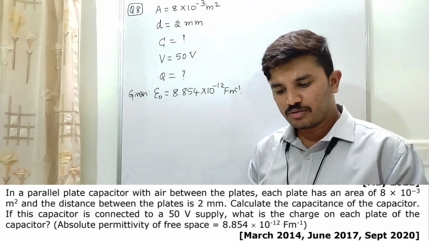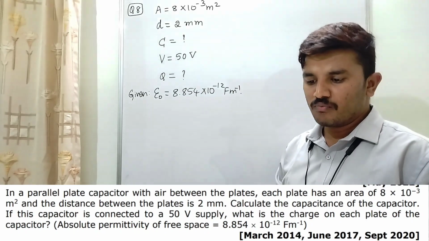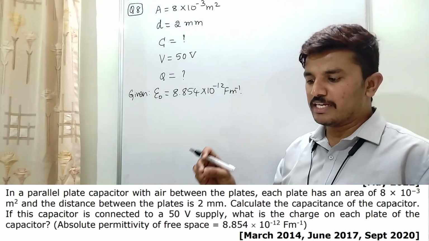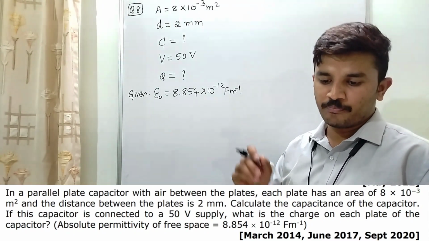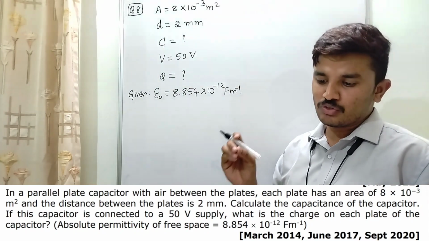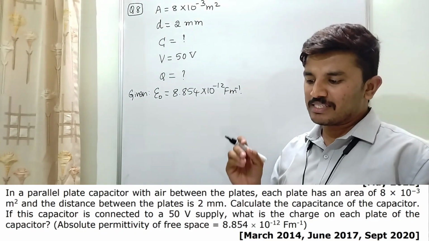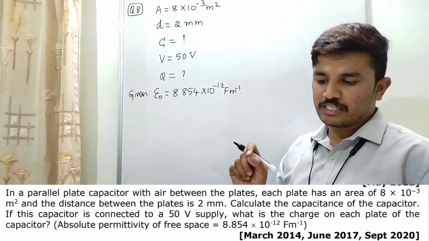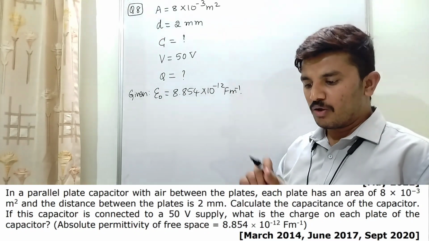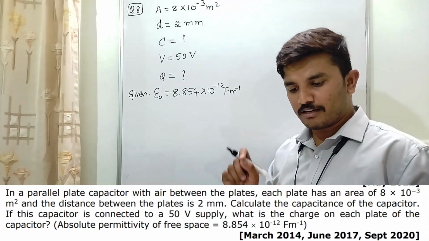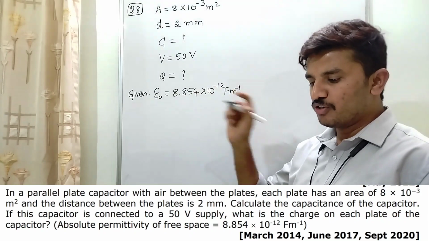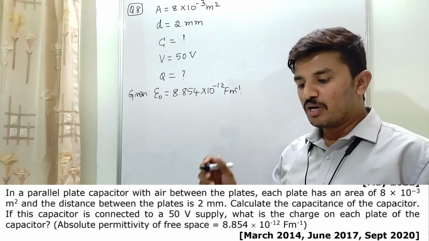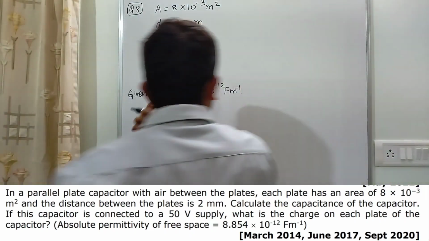First of all, let me read it out. In a parallel plate capacitor with air between the plates, each plate has an area of 8 into 10 to the power minus 3 meter square and the distance between the plates is 2 millimeter. Calculate the capacitance of the capacitor. If this capacitor is connected to a 50 volt supply, what is the charge on each plate of the capacitor? Given absolute permittivity of free space is 8.854 into 10 to the power minus 12 farad per meter. Very simple question this one is.